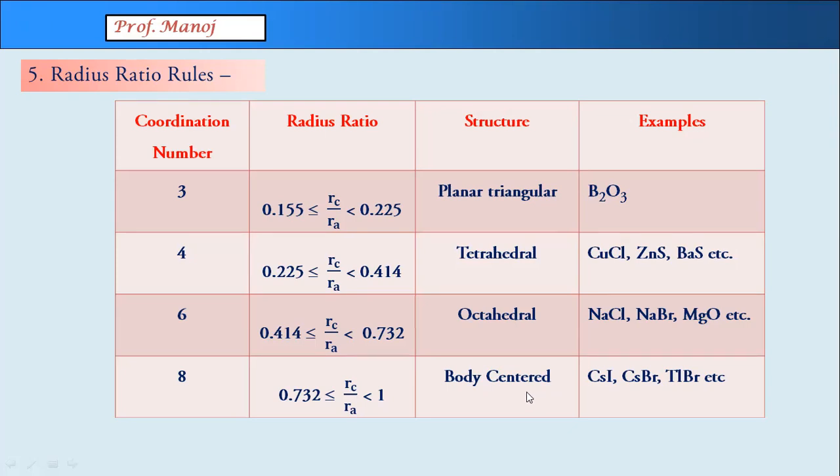You will mostly get most of the numerical problems on 4 and 6 numbers. So if you better remember these numbers, 0.225 to 0.414, 0.414 to 0.732, most of your problems are solved in exam.